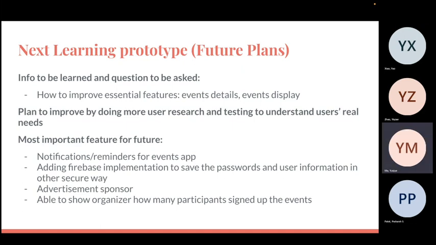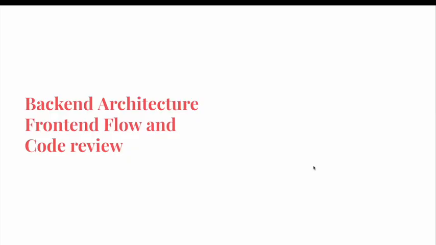So for the next learning prototype, some important features we want to do for the future are notifications for the events app, and also adding Firebase authentication to enable user login. And we also want to find some sponsors for advertisement. Then we want to be able to show the organizer how many participants will attend the events. So now I'll go over the backend architecture, the front-end data flow, and the code review.